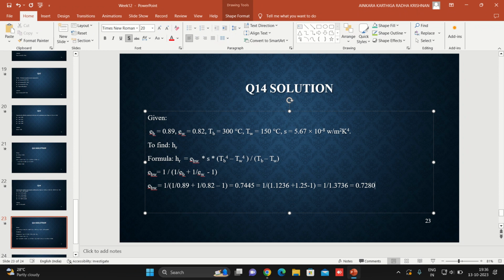Something is wrong. 1 divided by 0.89 is 1.1236. 1 divided by 0.82 is 1.2195, not 1.25. So minus 1 plus 1.1236 gives 1.3431. 1 divided by 1.3431 is 0.7445. So we have calculated EBW. Now we need to go back and substitute the known values in this formula to find all the remaining unknowns.